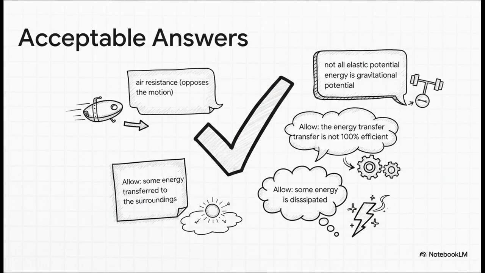And what's really interesting here is that the mark scheme gives you a lot of options. You've got several ways to get the marks. You could talk about air resistance fighting against the pod. You could say the energy transfer just isn't 100% efficient. Or you could use broader terms like energy is dissipated or transferred to the surroundings. Any of those will get you the points.